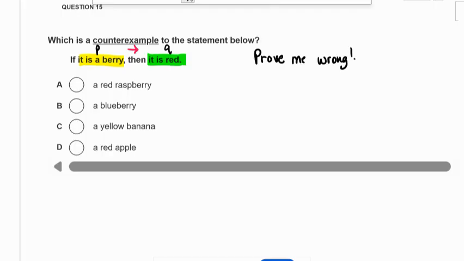All right, so it has to be a berry. We got a blueberry. Blue is not red. So that would be the most obvious counterexample. But several of you wrote and told us correctly that a banana is also a berry. Yellow is not red, so you could have also chosen C, a yellow banana. You got credit whether you chose the blueberry or the yellow banana. I'm going to go with blueberry because it specifically says that it's a berry.